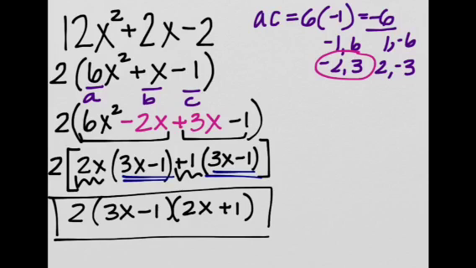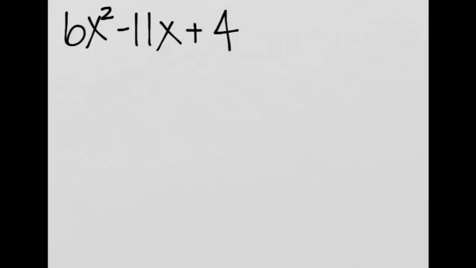Okay, so let's take a look at one more example, and then you can obviously always go back and take a look at these again on your own, just to make sure you fully understand what you're doing. So if we look at 6x squared minus 11x plus 4. Okay, so the first thing you want to do is look and see if you can factor out a GCF. In this case, we can't.